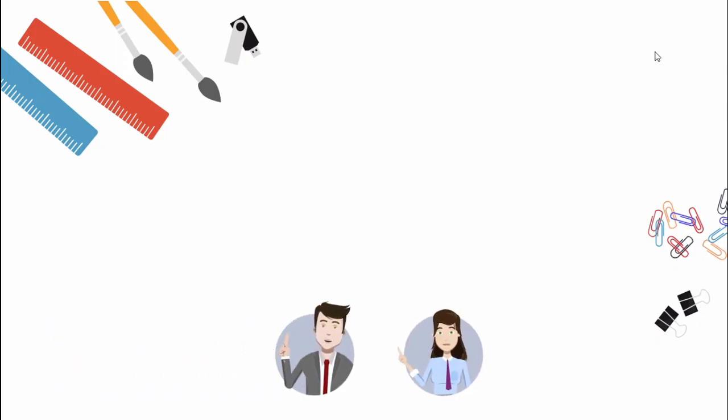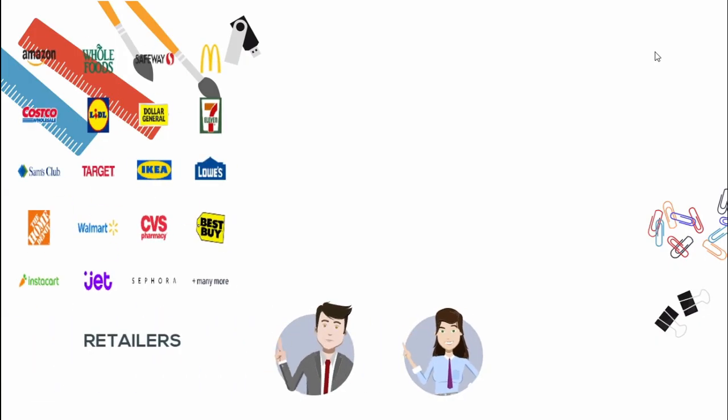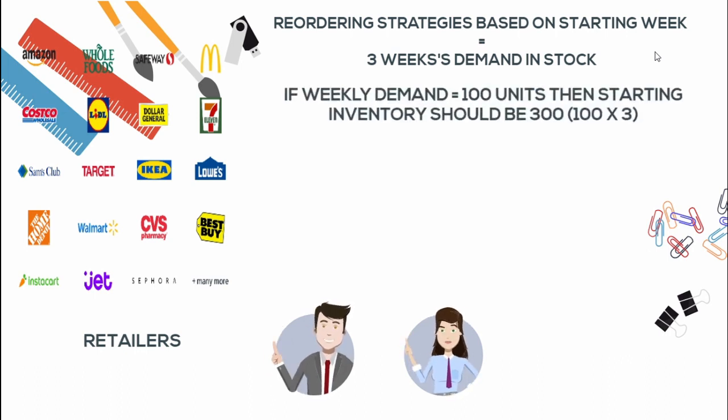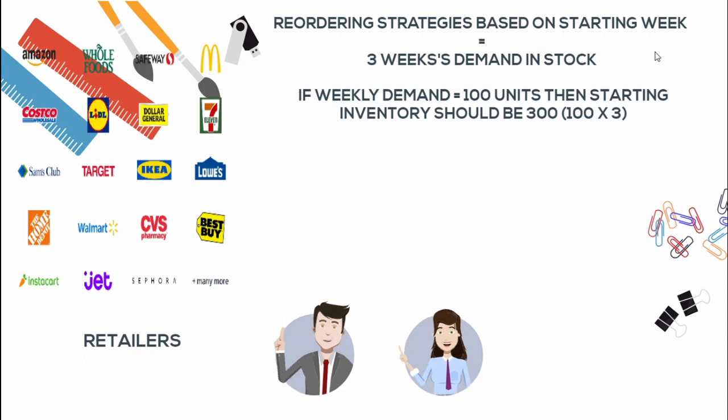Example. Imagine a retailer with an inventory management ordering strategy based on starting each week with the equivalent of 3 weeks demand in stock. So if weekly demand were 100 units for a particular item, the target starting inventory would be 300, that is 100 times 3.